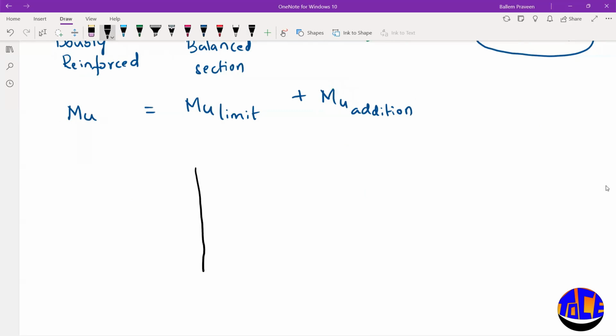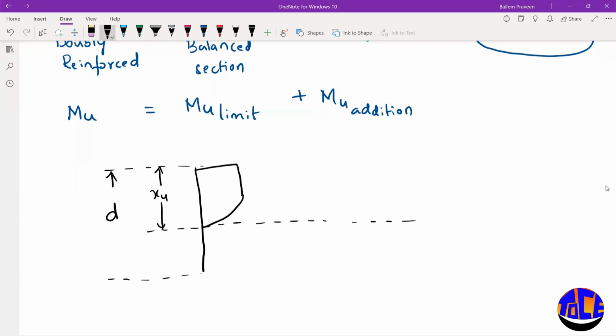A straight rectangular portion up to some distance and a parabola up to xu. So this is xu, and from here to here this is the effective depth d. Here you will be having C. So this is for Mu limit, let us call it C1, and here you will have T1.